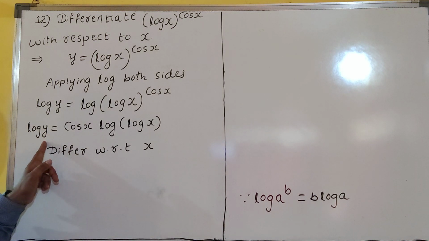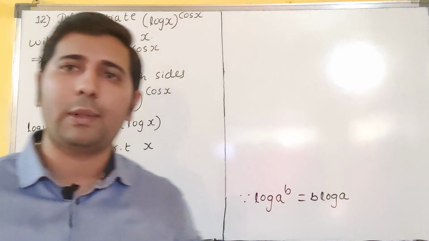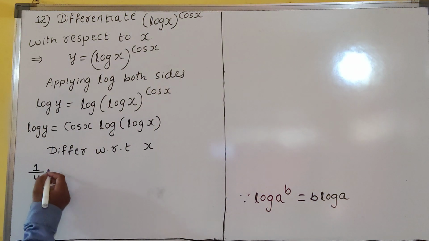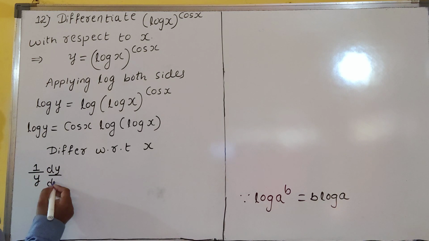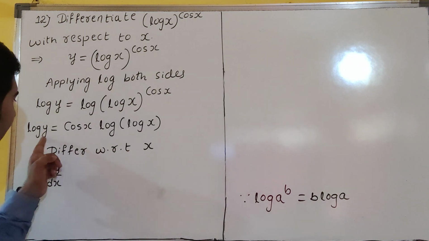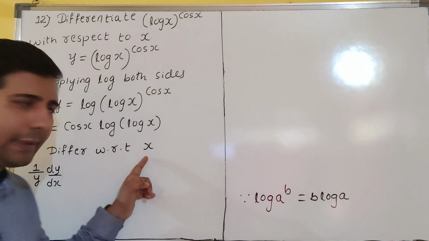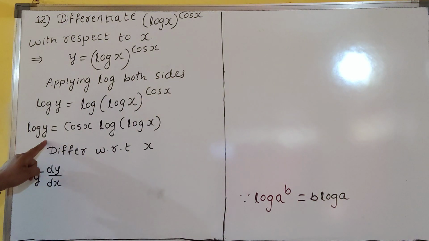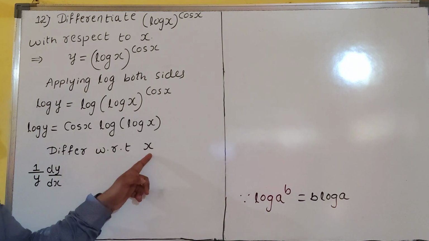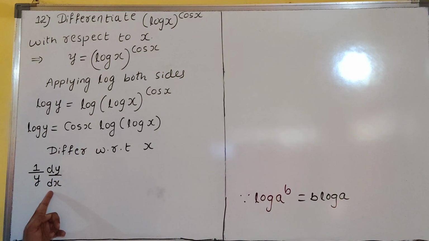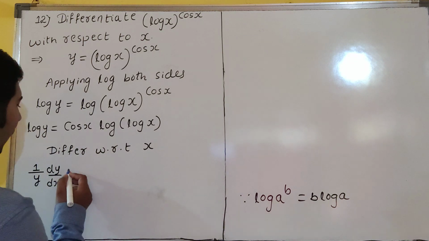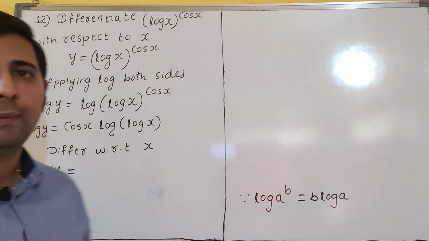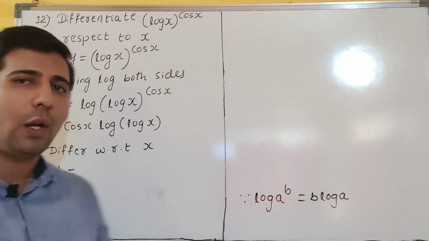But it is not x, no? It is not x means you have to take the derivative of y, dear students. Derivative of y is how much? That is dy by dx. I had already told you, if variables are different, y is different, x is different, it will join with what? The differential operator. So dy by dx, with respect to what you are doing, that will come down here. dy by dx. And now I have to take the derivative of cos x into log of log x. Now cos x into log of log x.